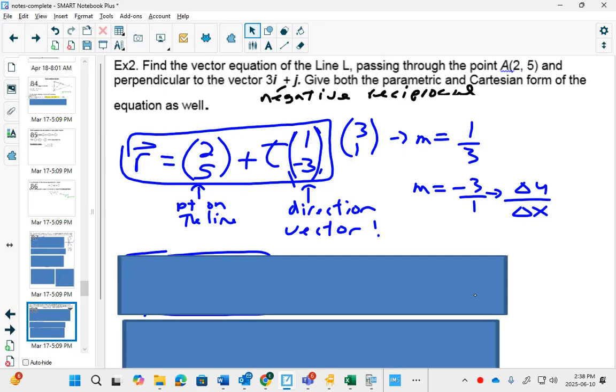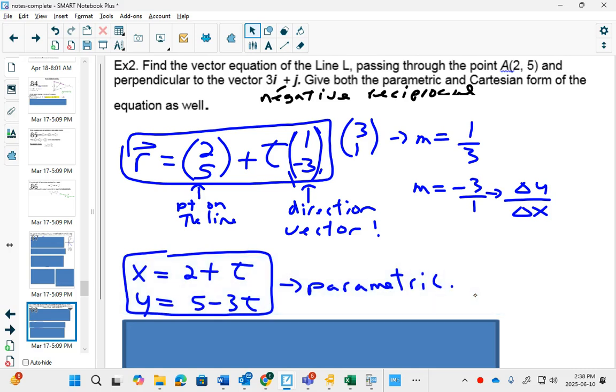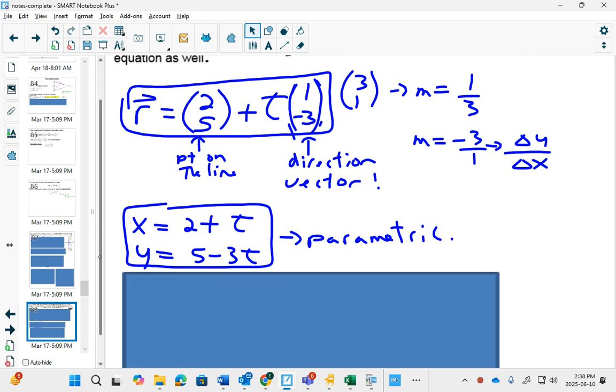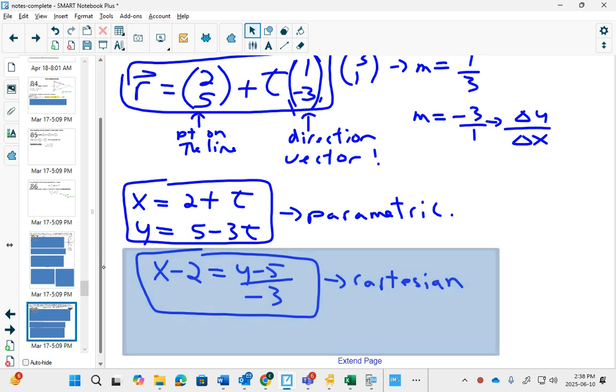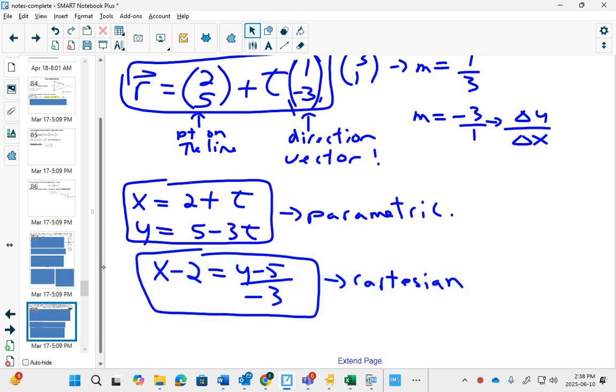Parametric equations, just looking at your x coordinates. And the Cartesian one is where you solve for t, and then make them equal to each other.